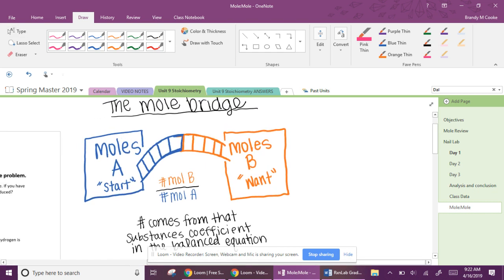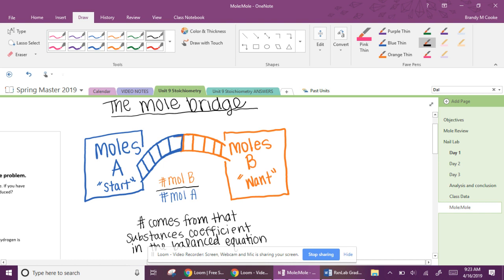So the way that I kind of word that is, we have moles of A, whatever substance A may be, and that's typically what you're starting with in the question. And then we cross the bridge to get to moles of B, which is what the question is looking for. And the substance itself is the A and the B. So whatever compound or element the question is talking about, that's what our start and want is. The moles are the units.